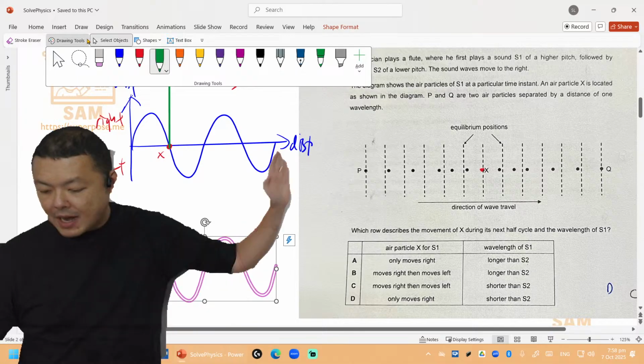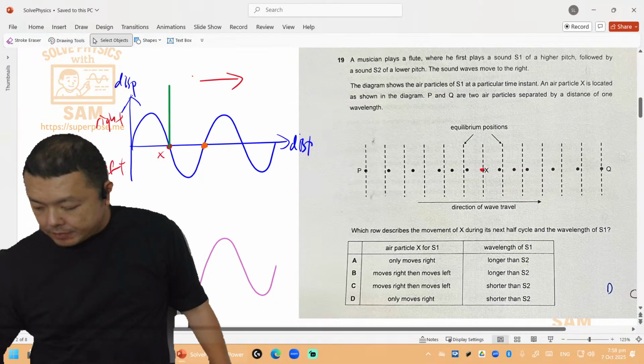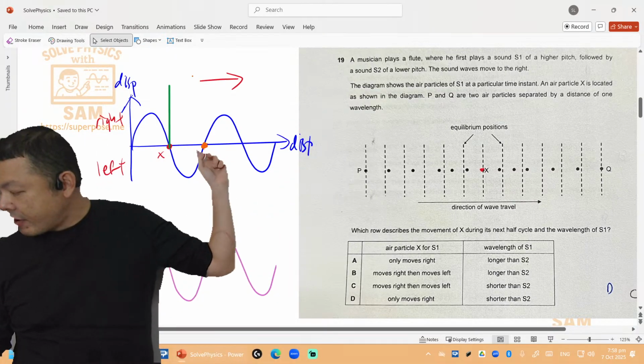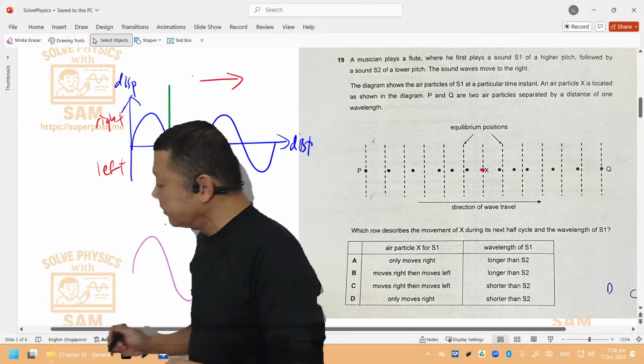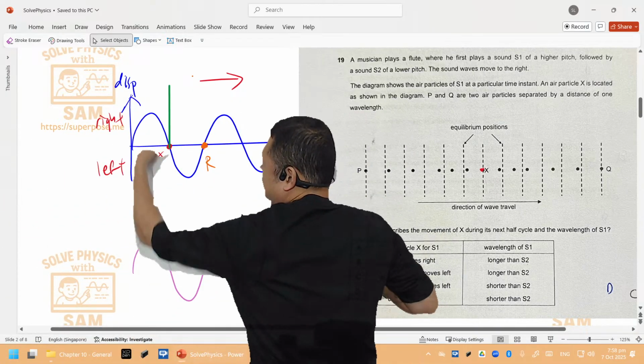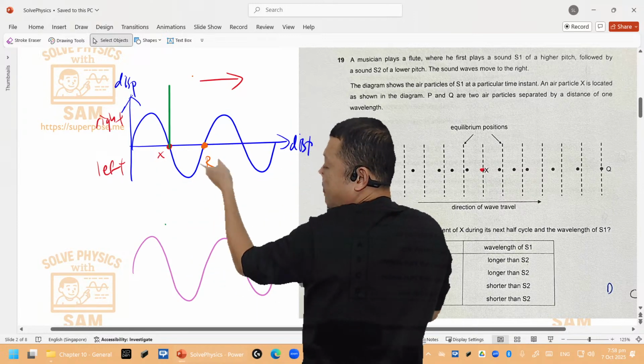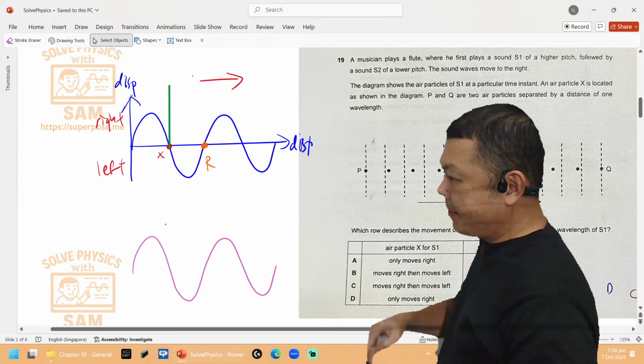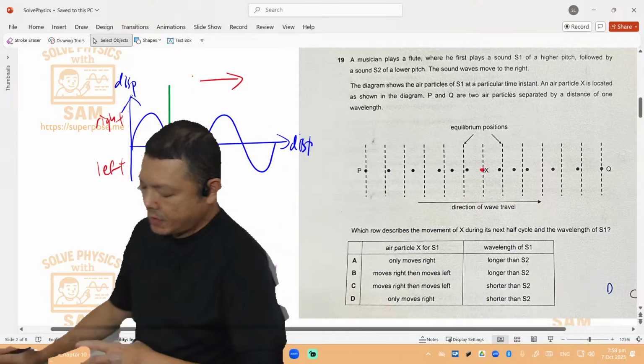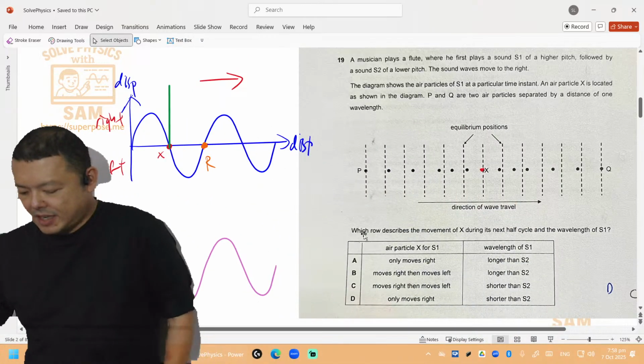The one that slopes up, this one, is a rarefaction. Compression particle, the slope is down. Rarefaction particle, the slope is up. Okay, good. So just be aware of this.